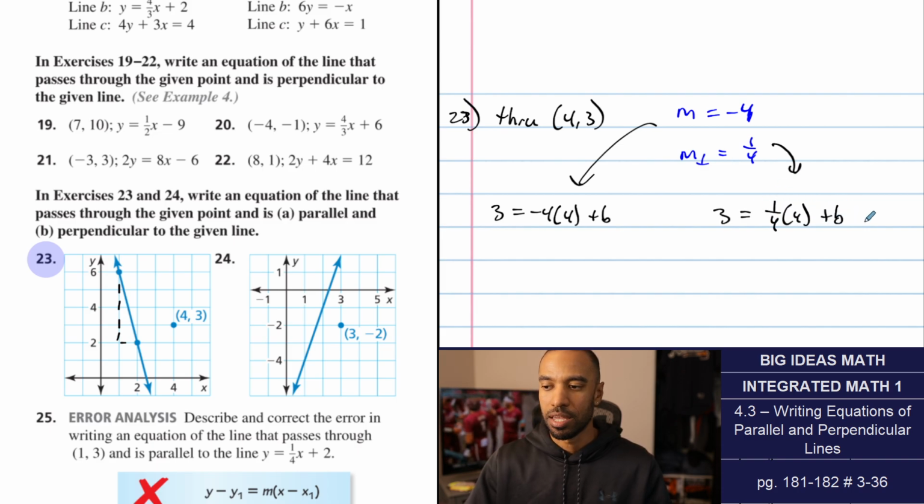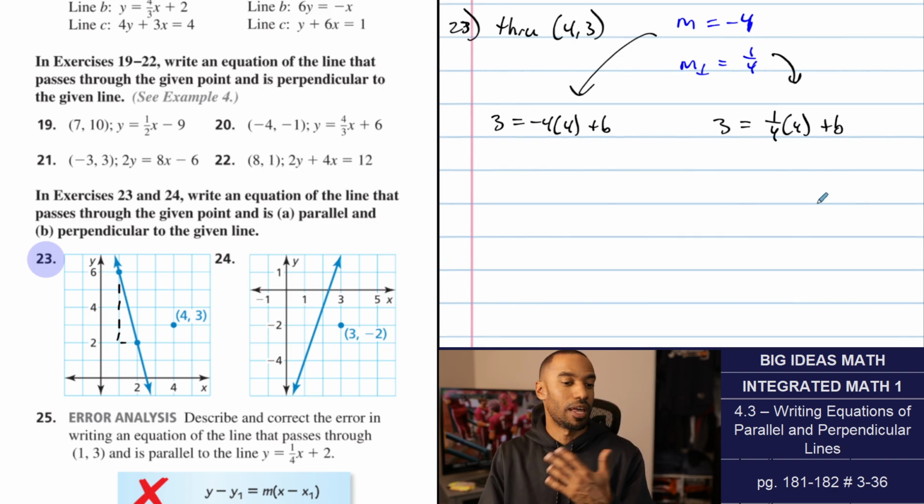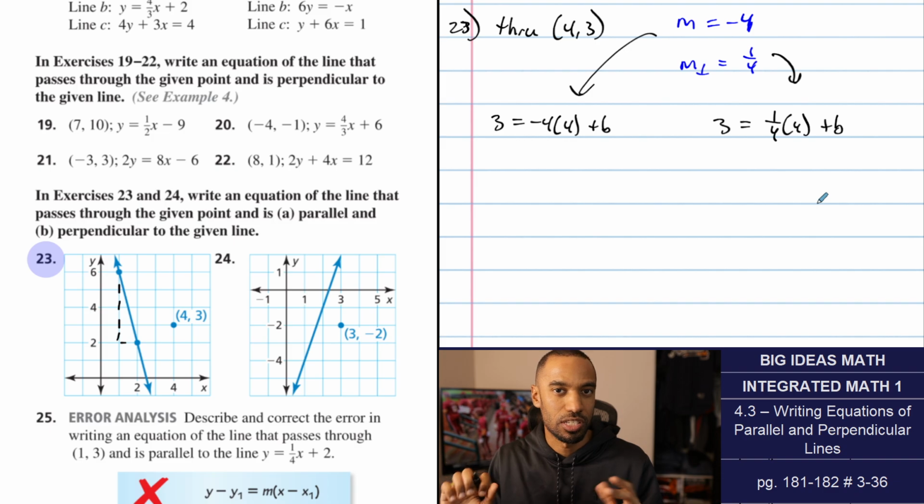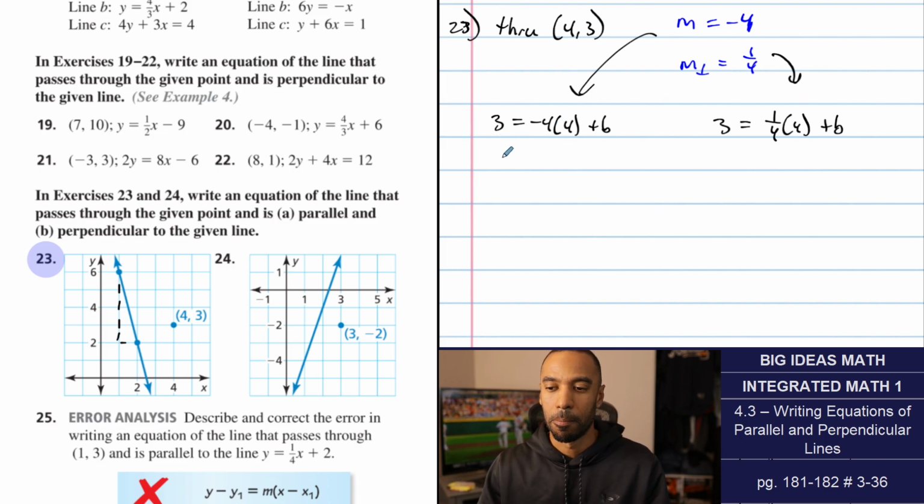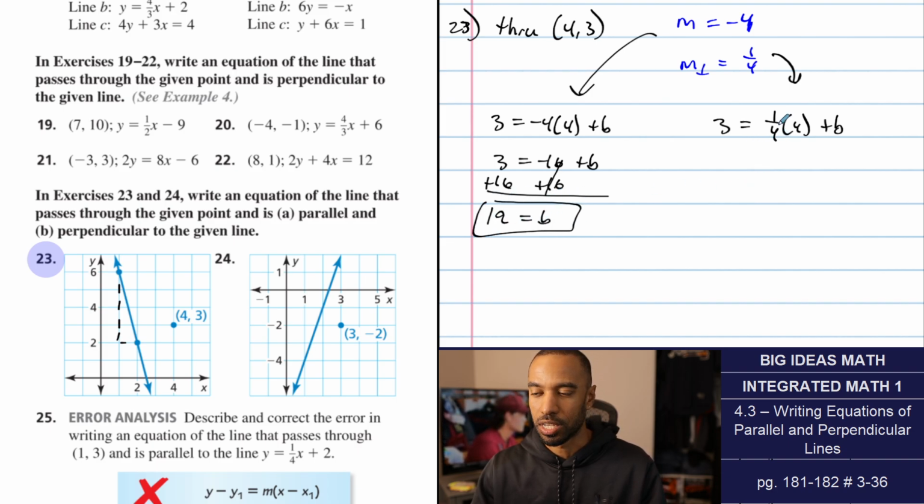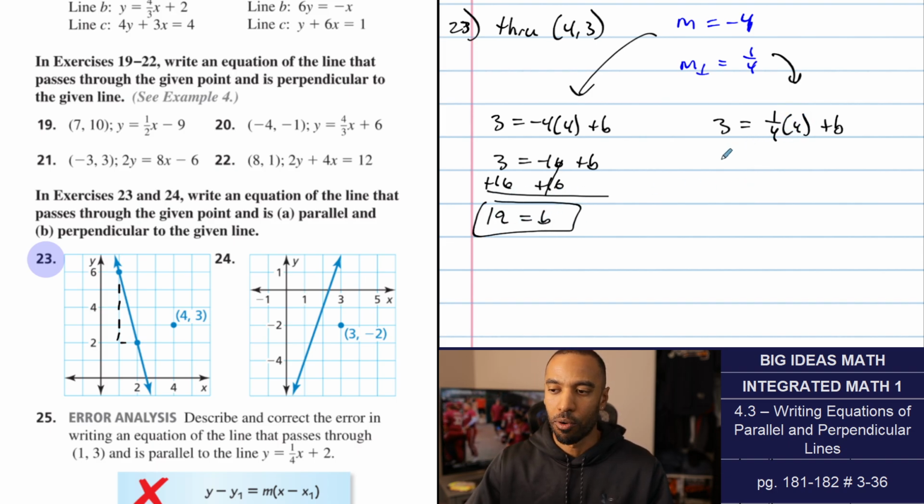mx plus b. Same thing, right? That's the whole goal. And I really like these problems for that. It just goes to show you, you're doing the same thing, just different slope. In this case, take opposite reciprocal. So 3 equals -16 plus b. Add 16 to both sides. And here you get a b value of 19. We'll see whether that looks like a good number or not. 1/4 of 4 is just 1. So 3 equals 1 plus b. And here you get a b value of 2.